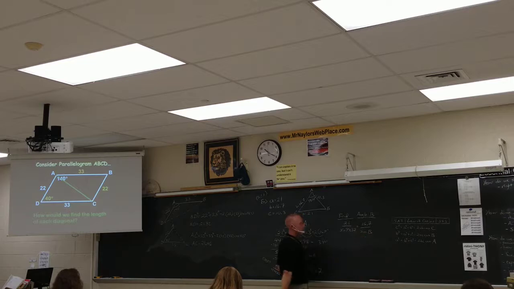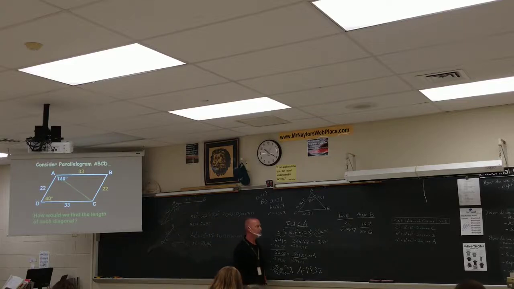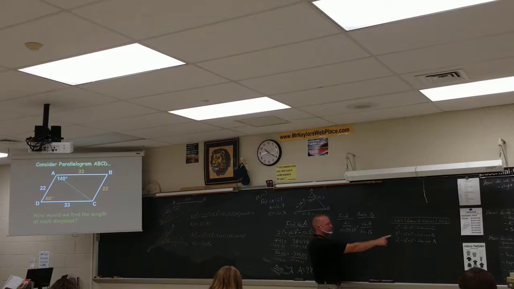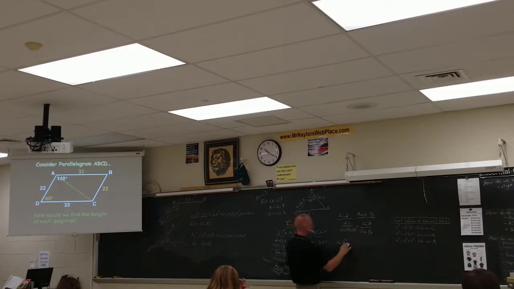But listen to this, because sometimes kids are like, yeah, that actually is not a bad idea. You actually could find angle B. You could find angle B doing this. You could do the law of cosines. Okay, now what that means is putting in 16.7 squared all by itself, and of course filling in the rest of these numbers.